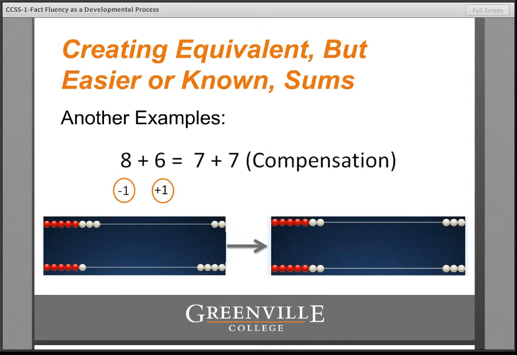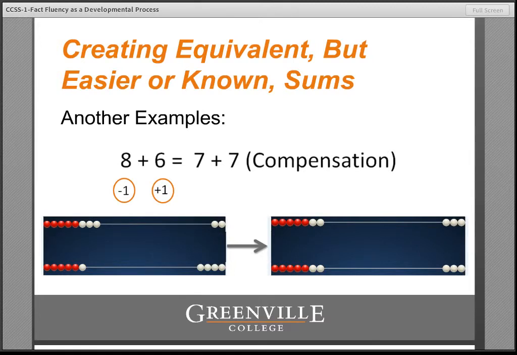Now, if I try to show that with symbols, I'm going to lose some students. You can probably even see here the symbolic representation, 8 plus 6 equals 7 plus 7 with this minus 1 and plus 1 below it. Not very user-friendly for first graders. But the images which show this represented on a math rack are much easier.